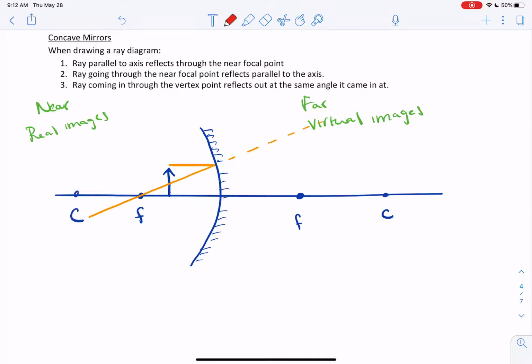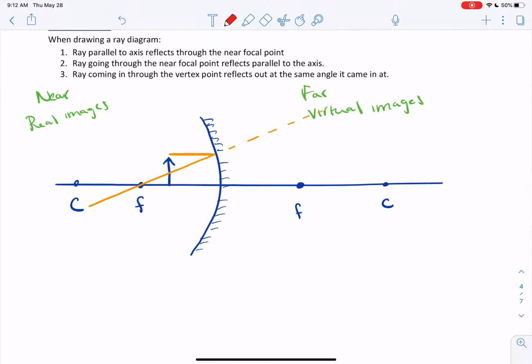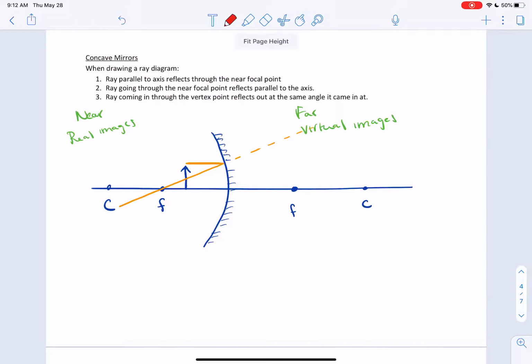Now let's look at a second ray. A ray going through the near focal point reflects parallel to the axis. Okay, so this is going to be a different ray that is reflecting through the focal point. Okay, trying to get my ruler straight.